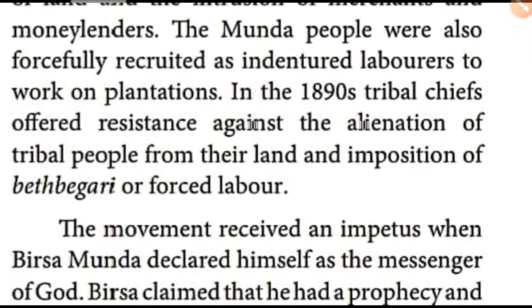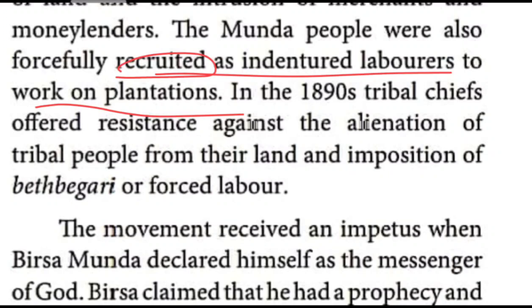The Munda people were also forcibly recruited as indentured laborers, in order to learn a job. They were appointed to work on plantations, in the sense of tea and coffee plantation areas. Yes, they should know the work, that's what.